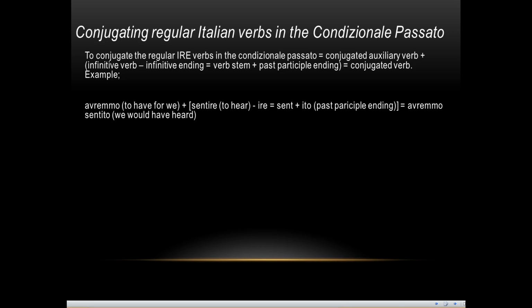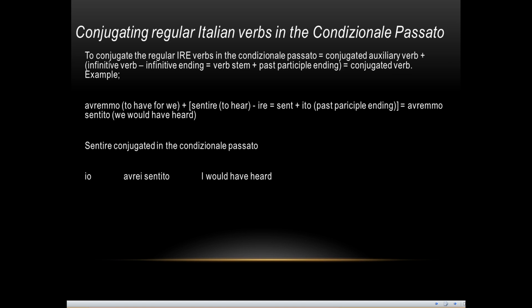Once again, we have avremo, the conditional for to have, for noi, or we. Sentire minus ire plus ito equals sentito. So hence we have avremo sentito, we would have heard. Sentire conjugated in the condizionale passato.